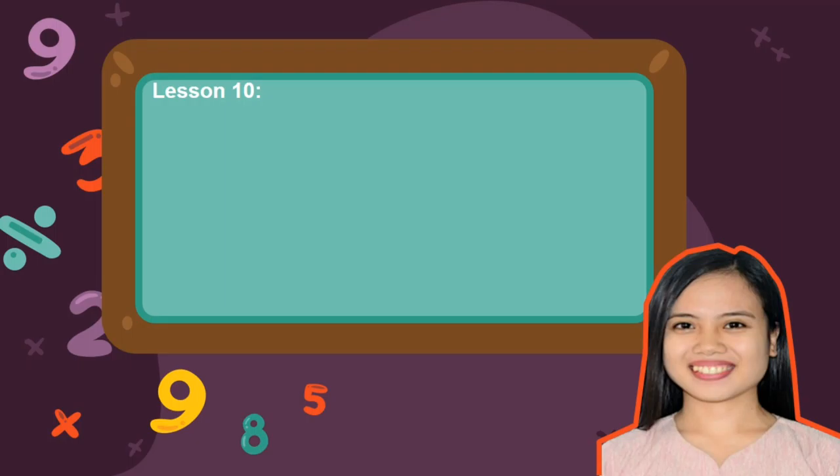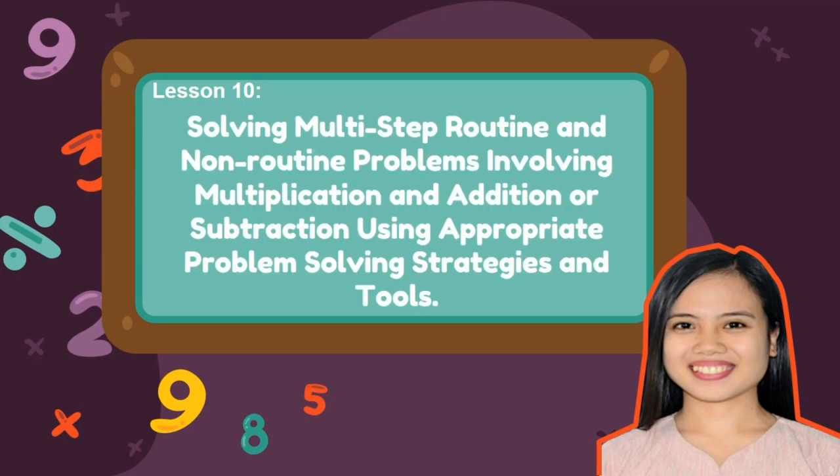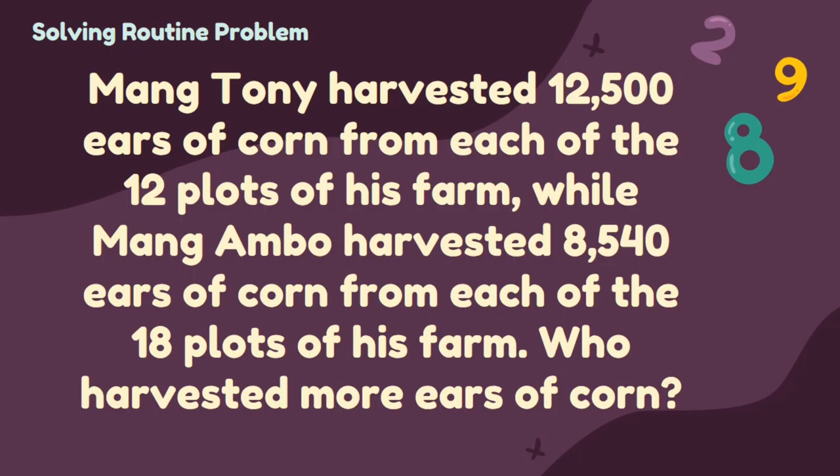Our lesson for today is solving multi-step routine and non-routine problems involving multiplication and addition or subtraction using appropriate problem-solving strategies and tools. Let's try to solve this routine problem. Mang Tony harvested 12,500 ears of corn from each of the 12 plots of his farm, while Mang Ambo harvested 8,540 ears of corn from each of the 18 plots of his farm. Who harvested more ears of corn?